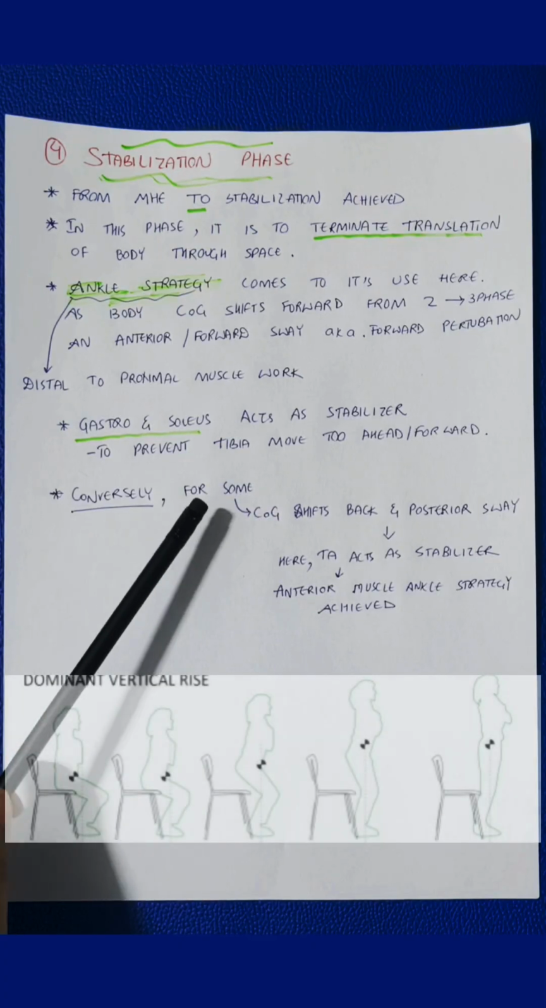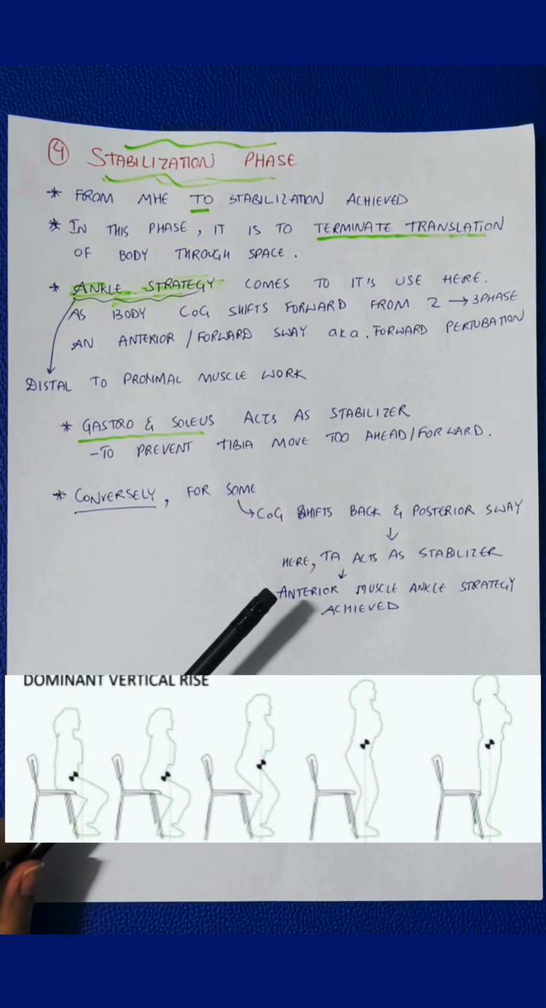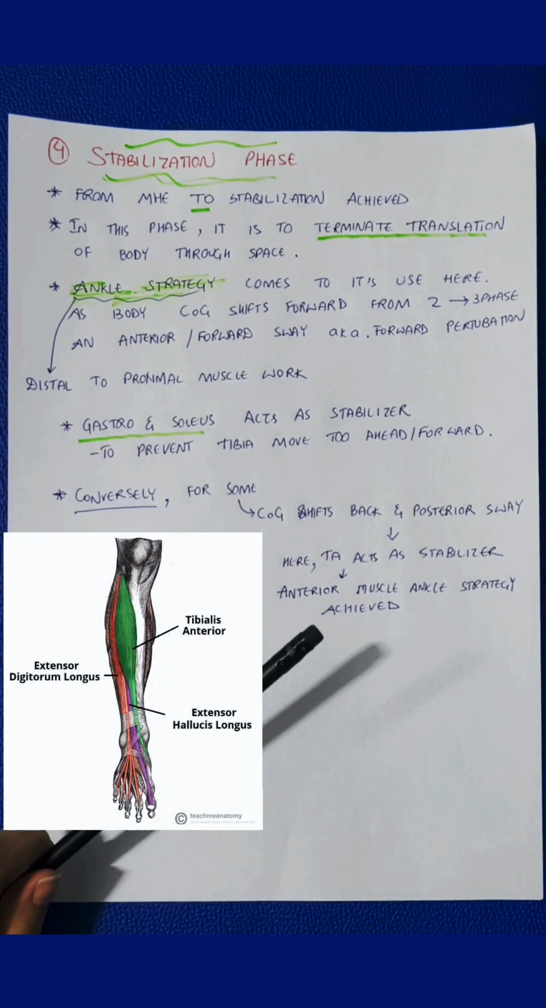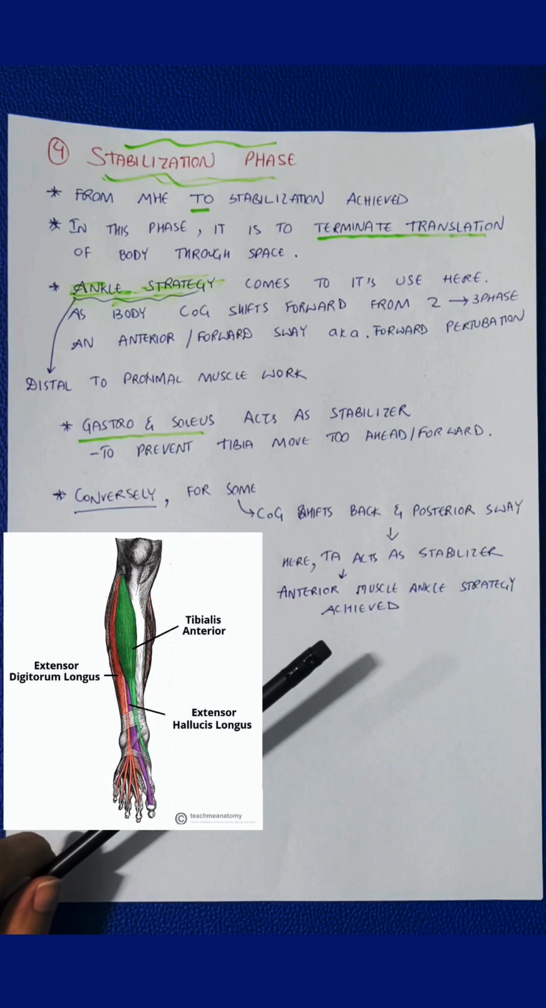Conversely, for some people, the center of gravity shifts backward and posterior sway is seen. So here again tibialis anterior acts as a stabilizer, and an anterior muscle ankle strategy is achieved.